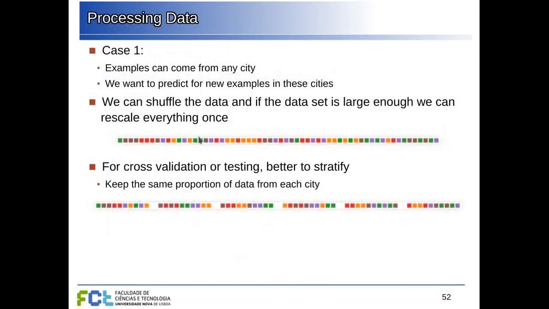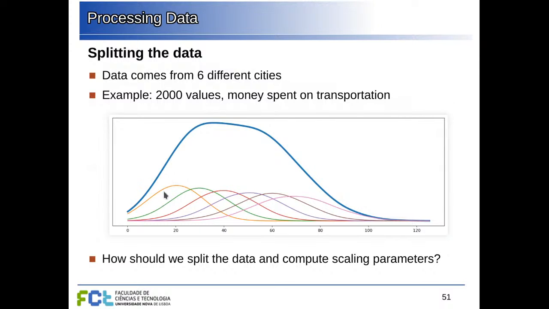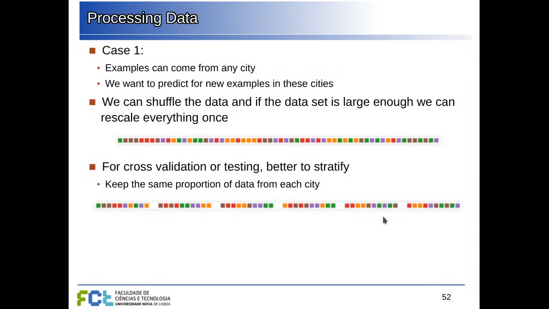So in this case, we can shuffle the data, we reorder everything. When we do cross-validation, it's better to stratify by city so that we have the same proportion of examples from different cities, so some from one city, some from another, and so on, and we keep the same distribution over all the folds, because we don't care about the city. We want to predict in general for any particular person in this whole data. So this would be the approach in this case.